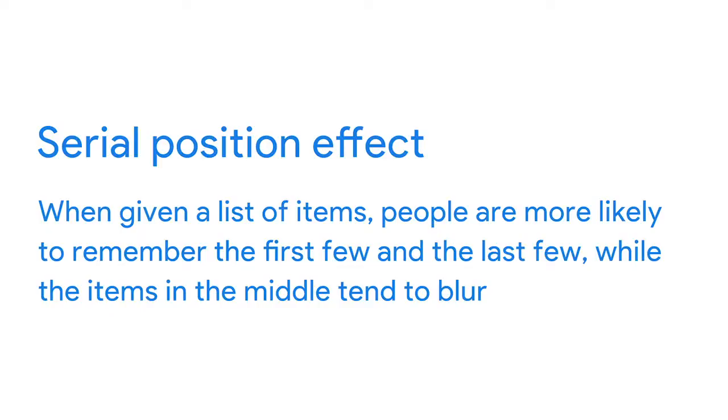Another bias you may have during a usability study is serial position effect. Serial position effect is a psychological bias that states that when given a list of items, people are more likely to remember the first few and the last few, while the items in the middle tend to blur. Be aware that when you're interviewing or watching participants, the first and last things they reveal might stand out to you more than the feedback in the middle because of the serial position effect.